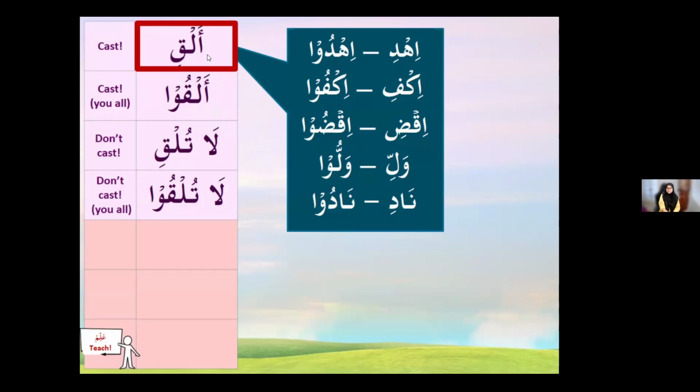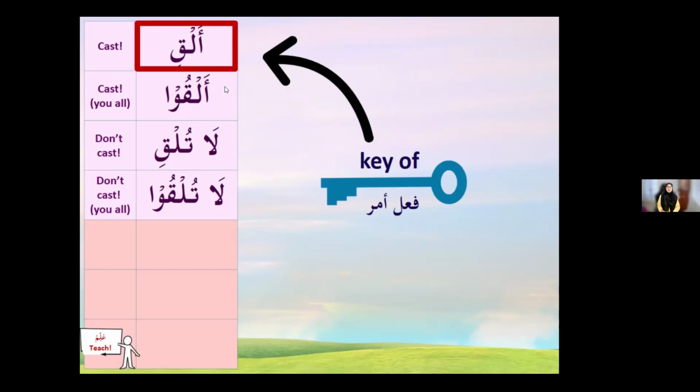So let's practice this, now that we are looking at the plural, okay? Alqi, but if you want to do plural, alqu. So let's practice this. Ihdi, ihdu. Ikfi, ikfu. Iqdi, iqdu. Walli, wallu. Nadi, nadu. And alqi, alqu. Got it? You got the plural of it? It's very easy. Okay, so now let's practice.